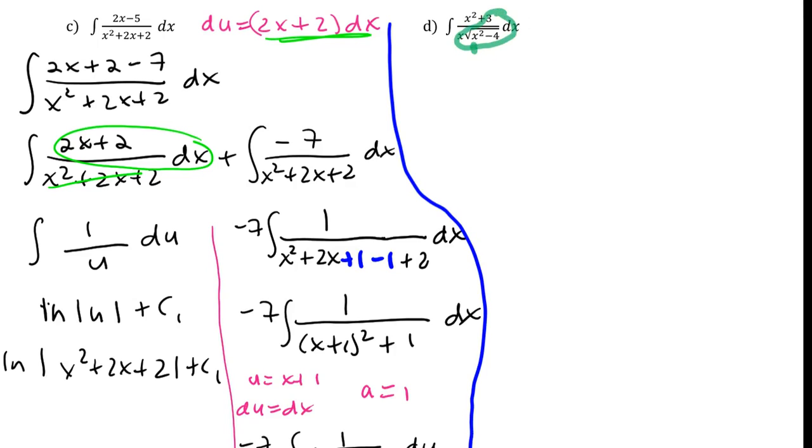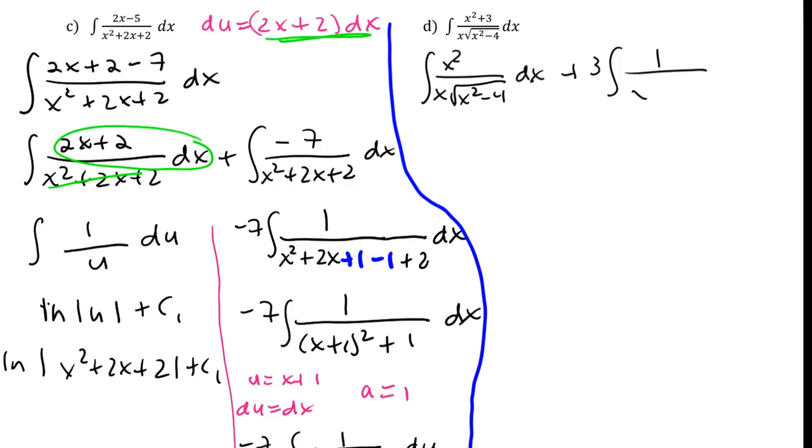So I need to split this up. We have no chance of doing it right now unless we split it up. So I'm going to have x squared over x square root of x squared minus 4 dx plus, and I'm going to write the 3 in front right away, x over the square root of x squared minus 4 dx.